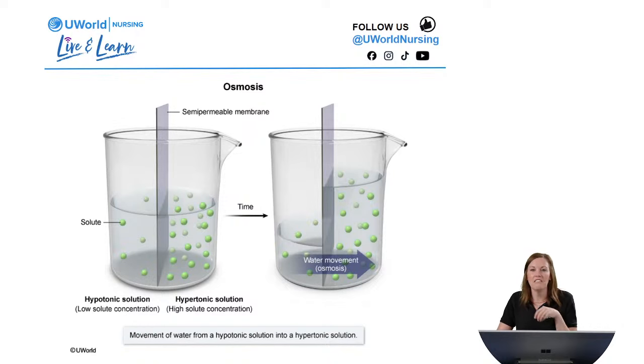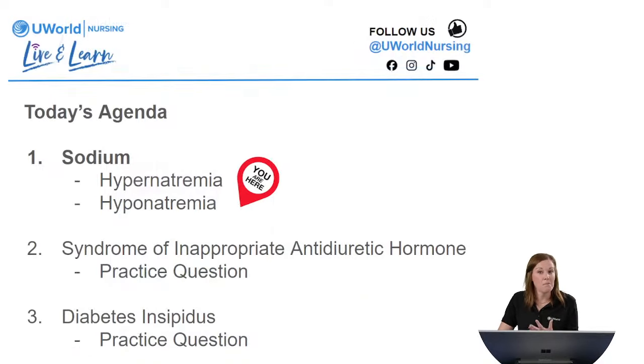Okay, so those are our basics of sodium that we need to know before we talk about hypernatremia and hyponatremia. So we're going to kick things off with hypernatremia. Just breaking down the word, hypernatremia: hyper means high, nat is like sodium, and emia means blood. So we have high sodium in the blood. Hypernatremia happens at levels greater than 145 milliequivalents per liter, or 145 millimoles per liter.